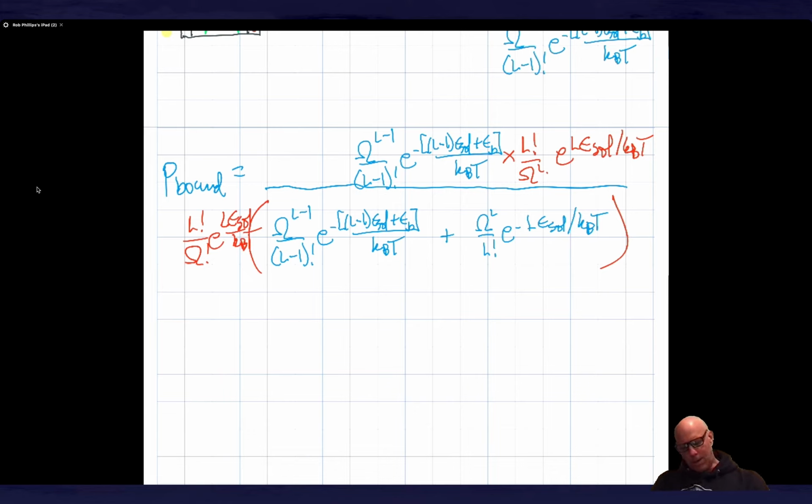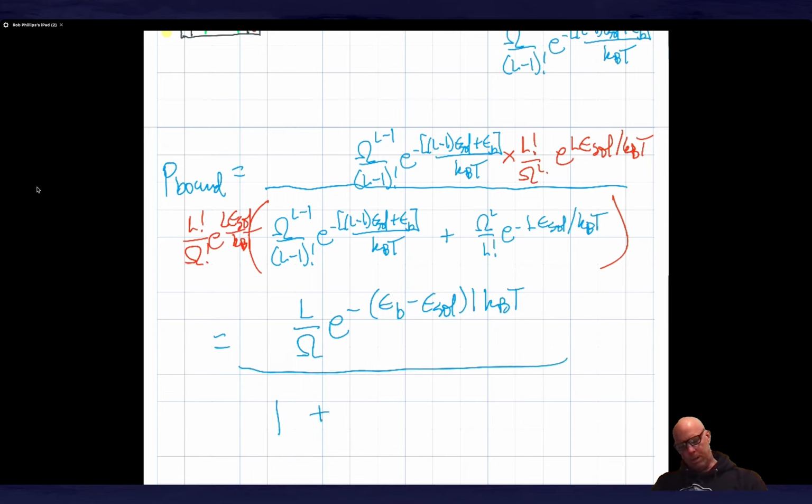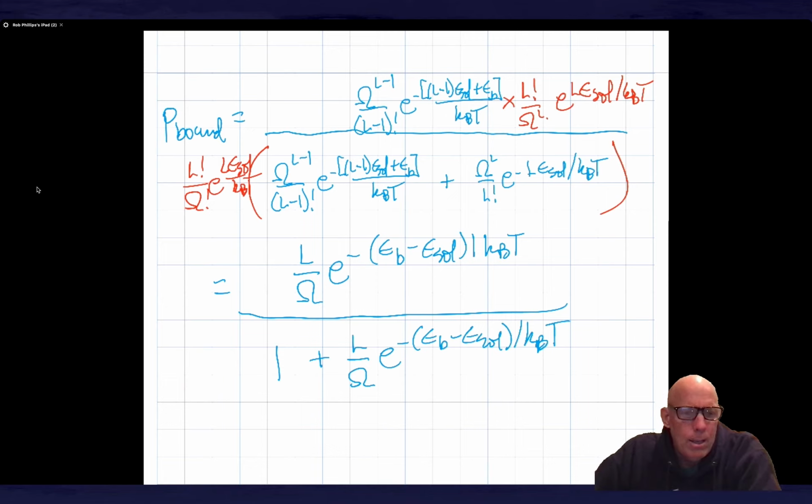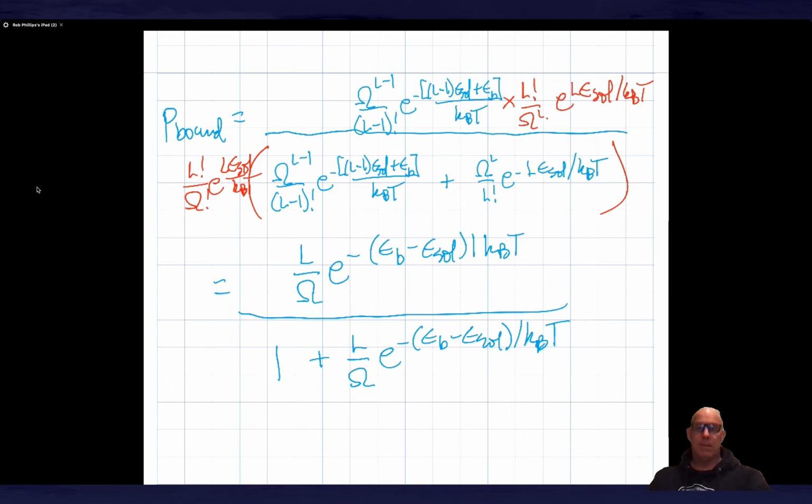If I multiply all this through, what I get is L over omega, e to the minus epsilon b minus epsilon solution divided by kBT, over 1 plus L over omega, e to the minus epsilon b minus epsilon solution divided by kBT. So when all the dust settles, this is what statistical mechanics tells us the binding probability is.